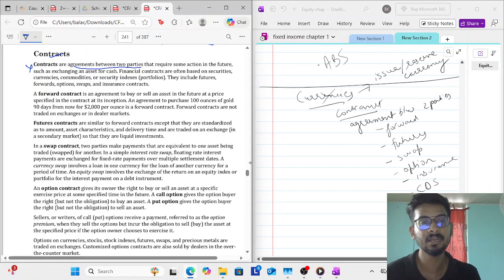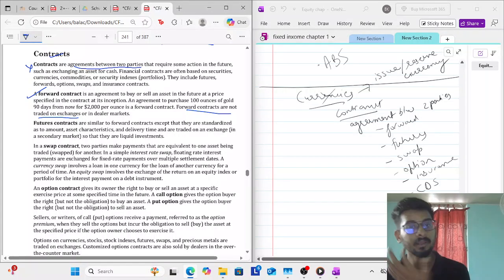Agreement to buy or sell in the future at a price specified in the contract at its inception. Agreement to purchase 100 ounces of gold 90 days from now is a forward contract. Forwards are not traded on exchange. This is the major point. Gold is an example. Okay, so they are not traded on exchange.